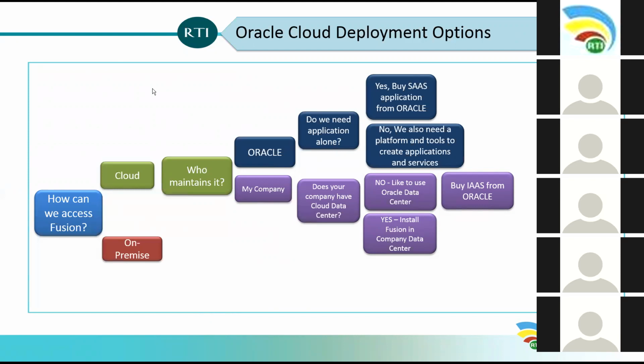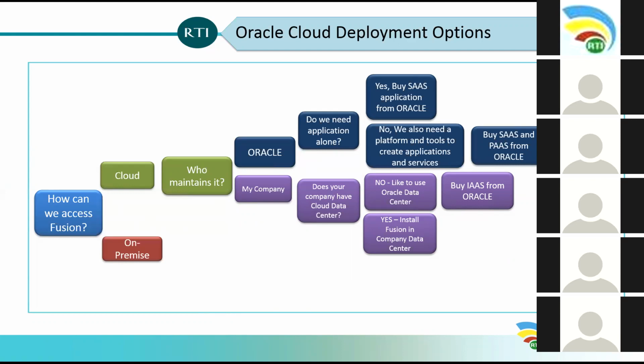But in the case of this Fusion application, if you want only the application, whatever is coming out of the box, whatever properties are given out of the box, just use it. If you want to go beyond it, if you want a platform to create your own pages or your own processes, then you need to have a platform as well. In those cases, you have to buy SaaS, software as a service, and also platform as a service from Oracle. I will talk about SaaS, PaaS, IaaS in detail.